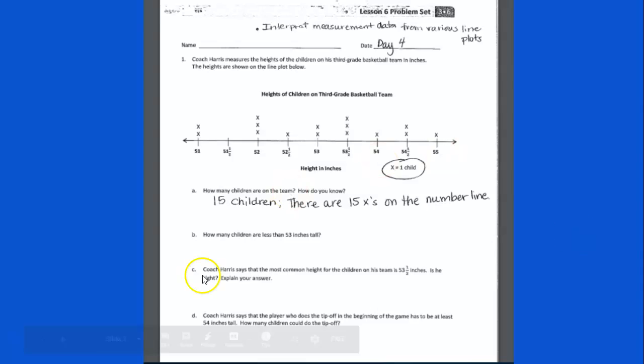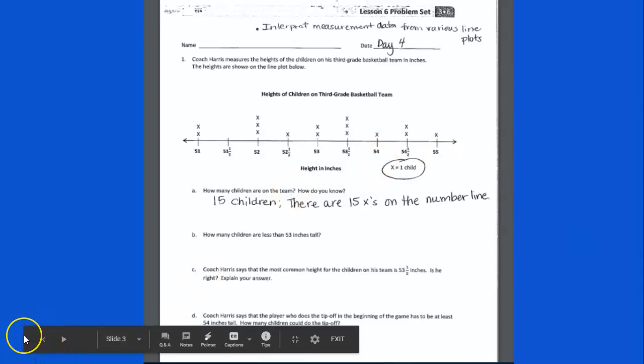All right, so let's take a look at the Lesson 6 problem set. Coach Harris measures the heights of the children on his 3rd grade basketball team in inches. The heights are shown on the line plot below. I want you to take a moment to look at the information on our line plot.